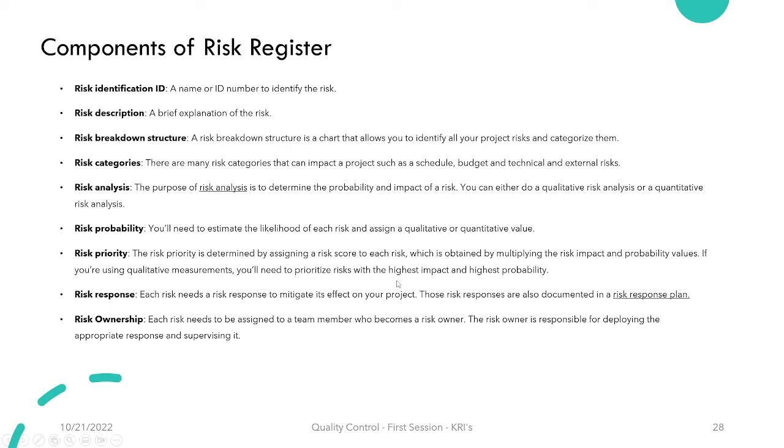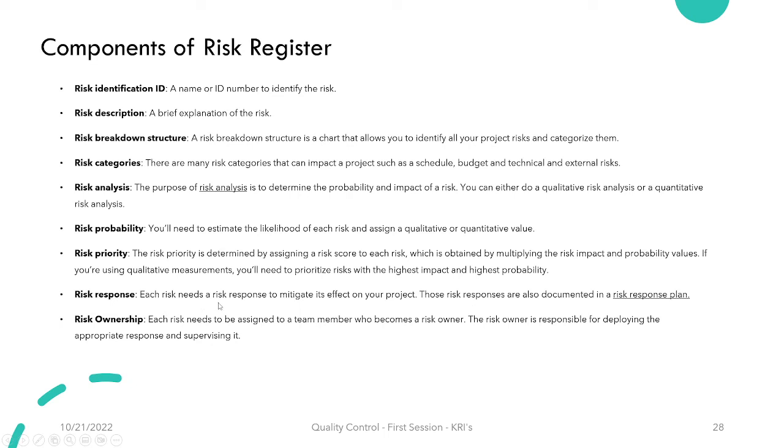Risk priority. The risk priority is determined by assigning a risk score to each risk, which is obtained by multiplying the risk impact and probability values. If you are using qualitative measurements, you will need to prioritize the risk with the highest impact and highest probability. Risk response.